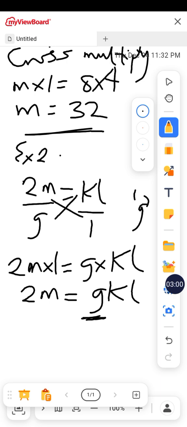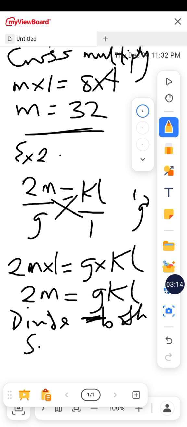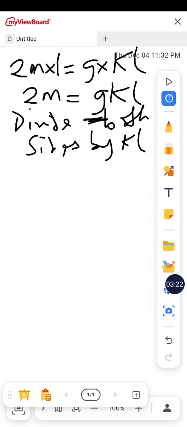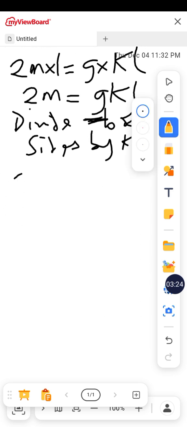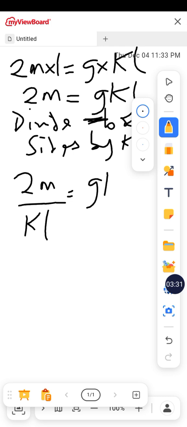If you look at g, it is connected together with k and l by a multiplication process. So to get rid of this k and l, we divide both sides by kl. And what do we have at the end of the day? When we divide both sides by kl, we have 2m over kl equals gkl over kl.